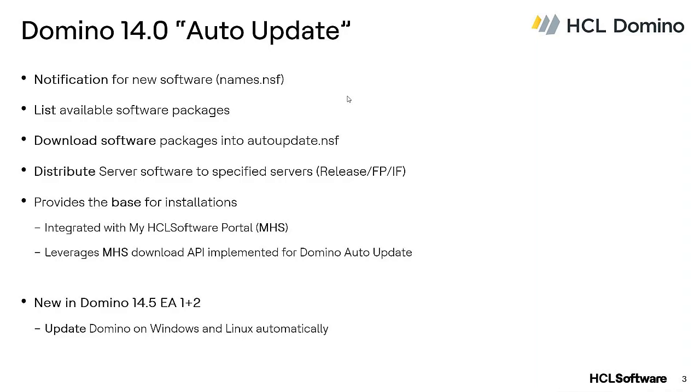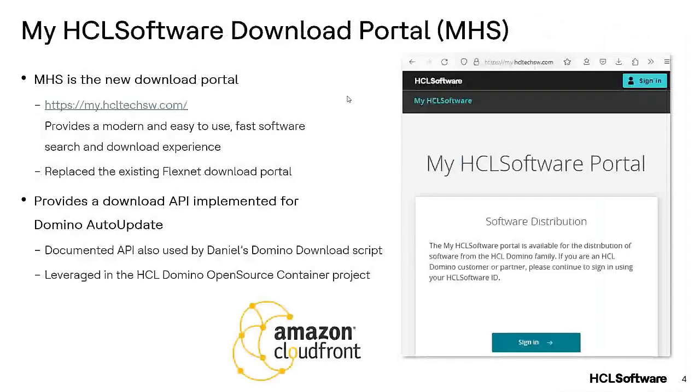The base functionality, and I will go through this in a minute, really consists of multiple features working hand in hand. The starting point is really the notification. The idea was that we push out information to every customer about new software, and that new software information goes into your names NSF, and you will see that in a minute. We wanted to list all the software. We want to make software available for download, distribute it to servers, and then finally, in 14.5, update Domino servers on Windows and Linux. So let's have a very quick look into that.